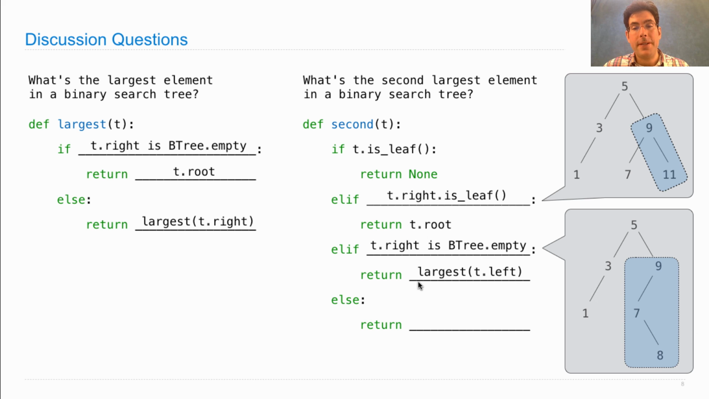Finally, if neither of these cases applies, then we return the second of right. So that means the second largest value is somewhere to the right of where we are now. So that gets us from here to here, at which point we notice that this is the largest value, and so we find the largest value in its left subbranch, in order to discover the second largest in the whole tree.